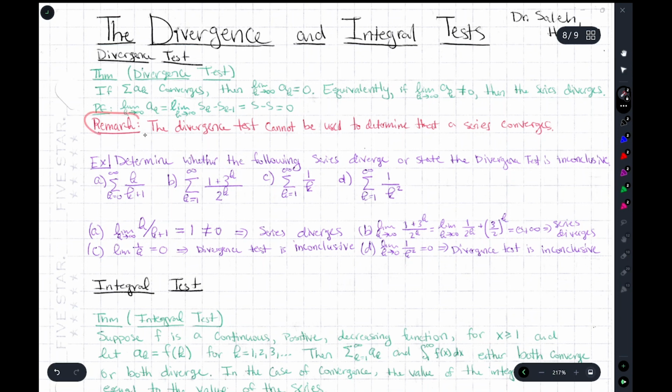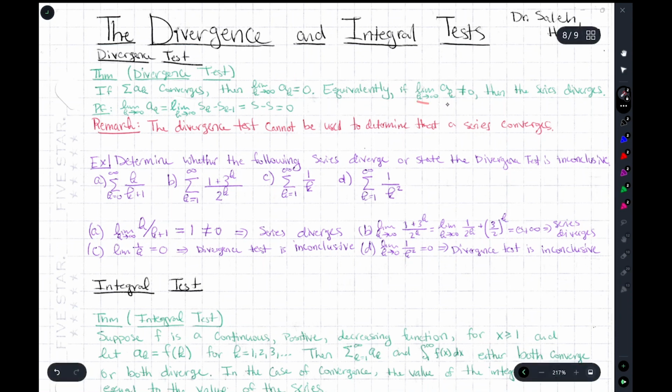So here's a very important remark, okay? The divergence test cannot be used to determine that a series converges, okay? It can't tell you if a series converges. It can only tell you if a series diverges, okay? And so if you do find that the limit of the terms goes to 0, you cannot conclude that the series will converge, okay? You cannot do that. All that it tells you is that if the series converges, then this has to be true, okay? It doesn't say if this is true, then the previous has to be true as well. No, it does not say that, okay?